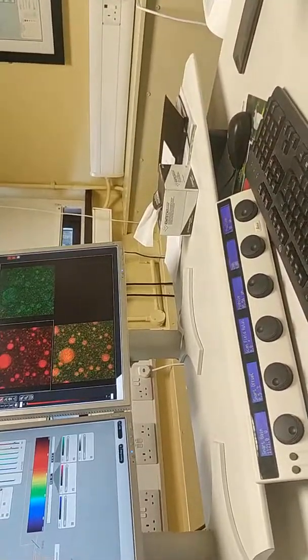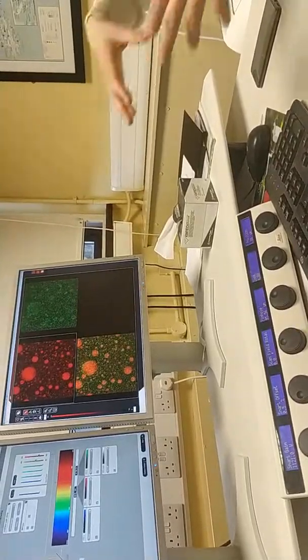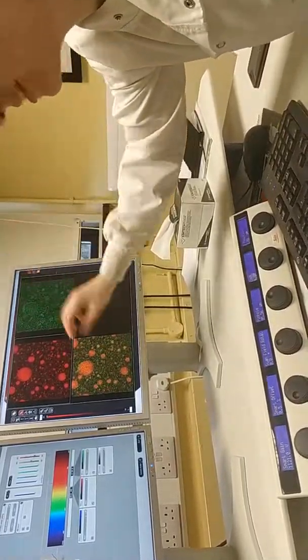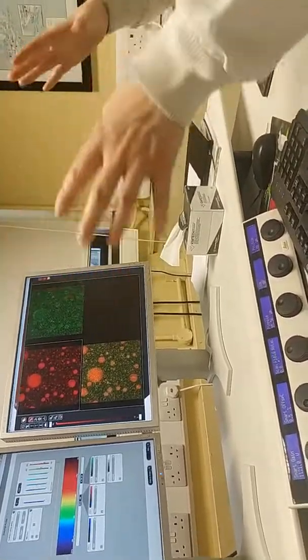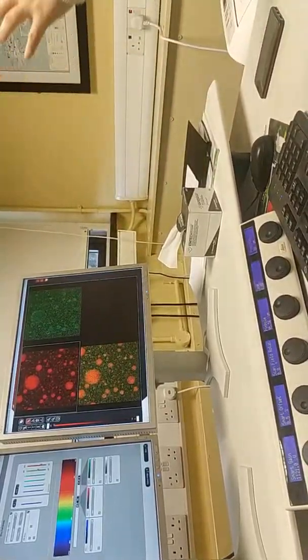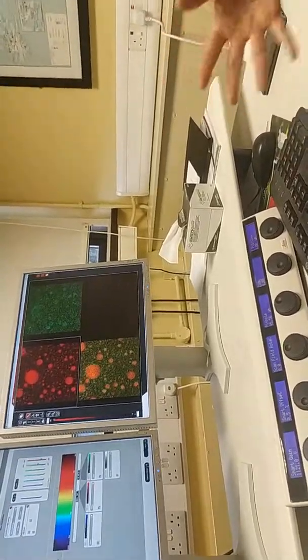It's always good to have different images, because imagine you take the image just on the right spot where there is an aggregate, but the rest of the sample doesn't have aggregates. So it's good to take several images of different areas to check that your sample is really homogeneous.